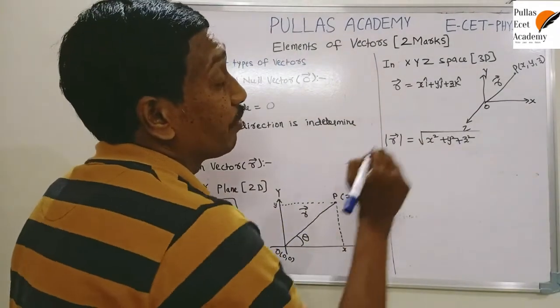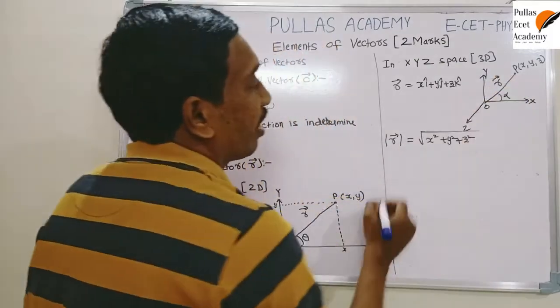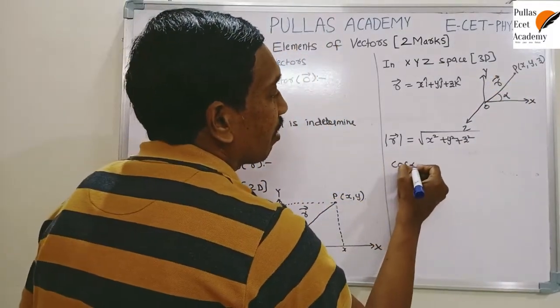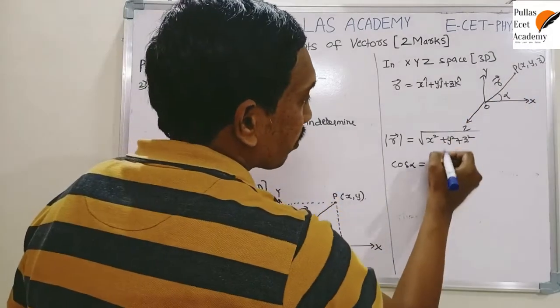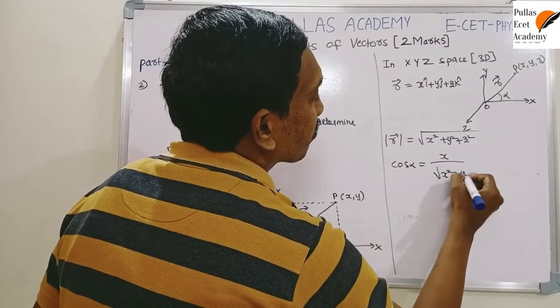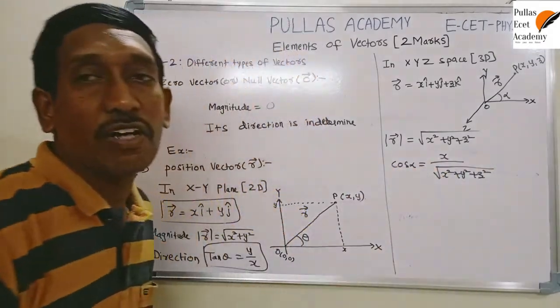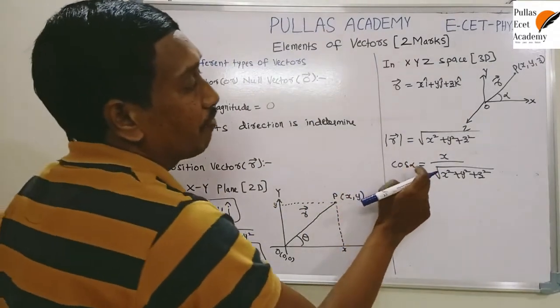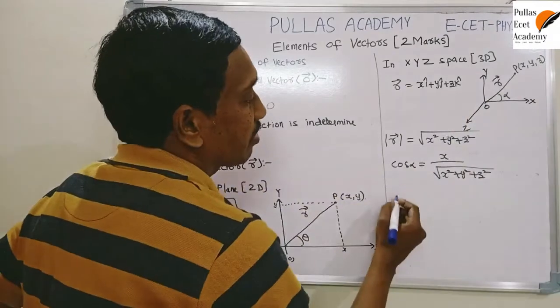So here also, if you need the direction, suppose this position vector makes some angle alpha with the x-axis. Cos alpha is equal to the x component divided by the square root of x square plus y square plus z square, which is the formula. So this expression gives cos alpha. If you know the alpha value, you understand the direction with respect to x.